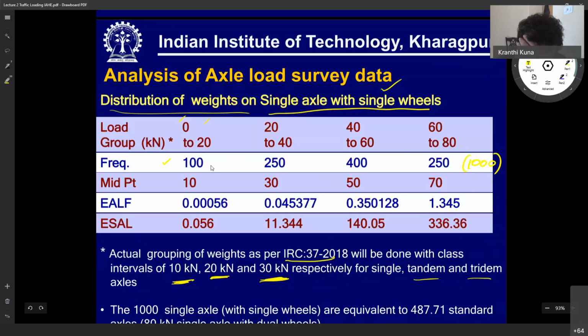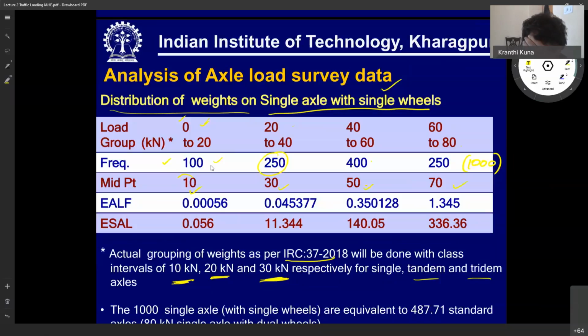Okay, 100 vehicles fall in between load group of 0 to 20, 250 fall in 20 to 40, 400 fall in 40 to 60. So just for simplicity, what we are doing is we are taking the midpoint. Okay, this is 10. The midpoint of 20 to 40 is 30, 40 to 60 is 50, and 70.